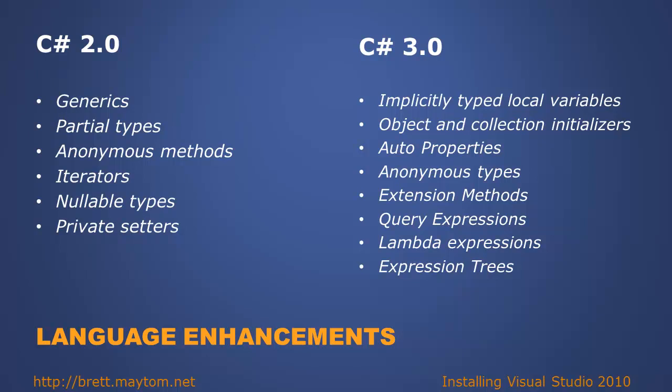The first enhancements were in C# 2.0. C# added generics, anonymous methods, nullable types, and private setters. C# 3 added anonymous types, lambda expressions, object initializers, and several other useful enhancements. For me, version 3 had the most powerful language changes that made C# versatile and powerful.